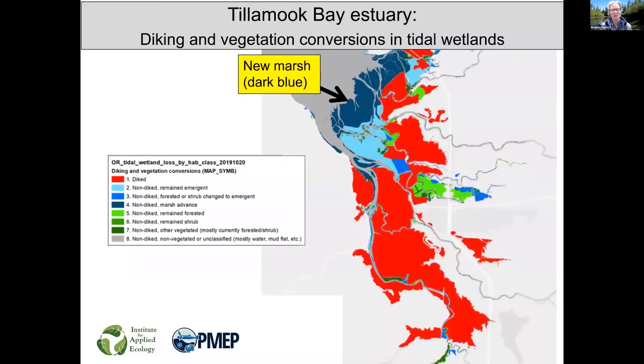Some of this new marsh is shown in this map, this darker blue here. That's all new marsh formed since the mid-1800s. It's pretty interesting.